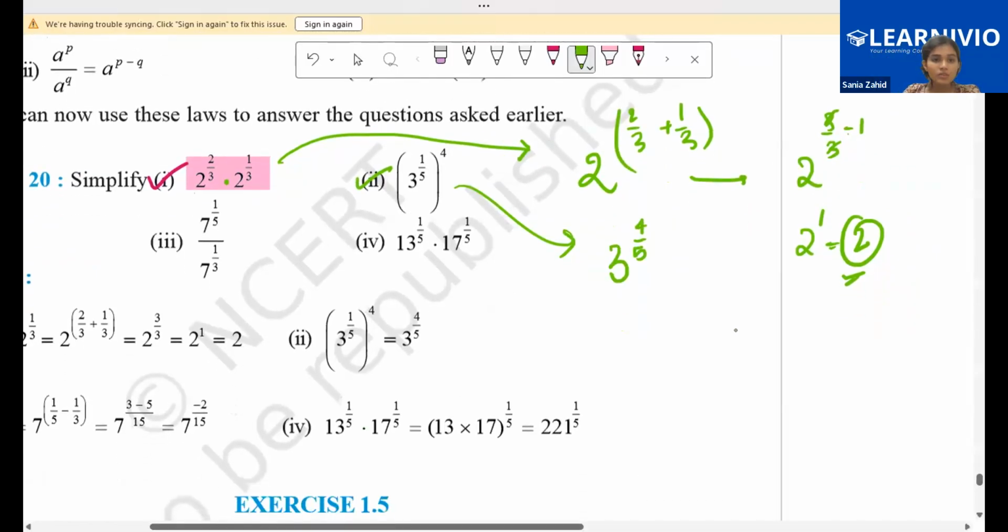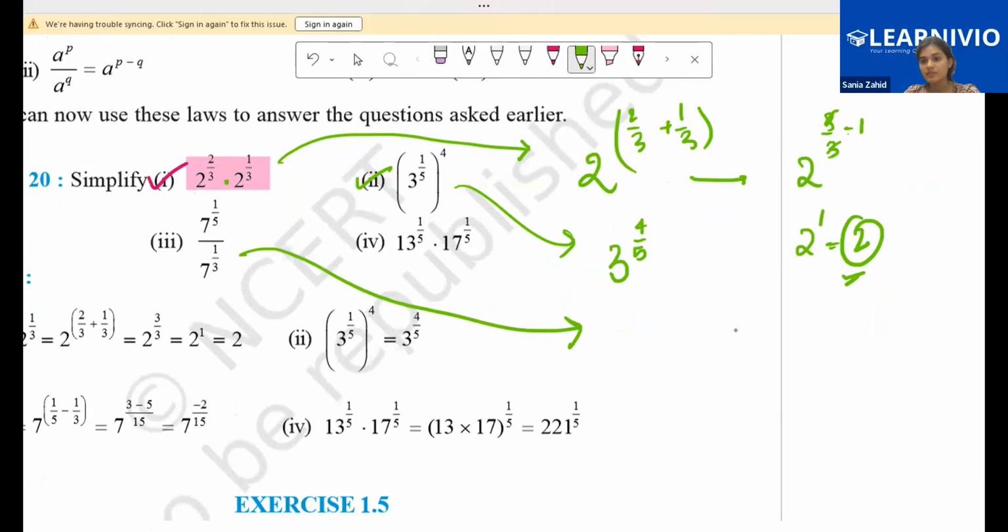Okay. Now the third one is over here. Okay, tell me, is this the case for same base or different bases? Same base. Okay, so what will we do to the powers?